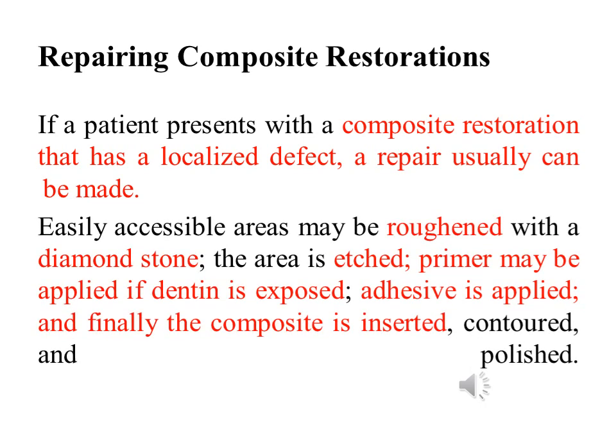Repairing composite restoration. Now, if we have a defect in a composite restoration and there is a need for repair, and the patient presents with a composite restoration that has a localized defect, a repair usually can be made. Easily accessible areas may be roughened with a diamond stone. The area is etched. Primer may be applied. If dentin is exposed, adhesive is applied, and finally the composite is inserted, contoured, and then the restoration is polished.